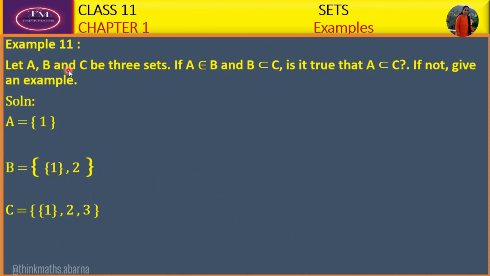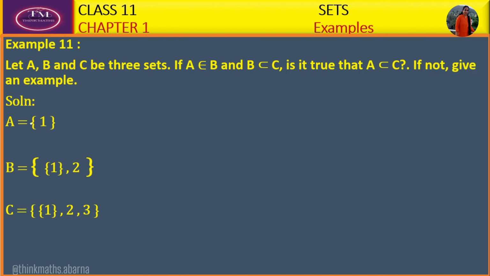Let A, B, C be three sets. If A belongs to B and B is a subset of C, is it true that A is a subset of C? If not, give an example. Okay. So I took this example. Here let us check whether A belongs to B. Belongs to B means the set A should be in B. A belongs to B means the complete set A should be a set in B.